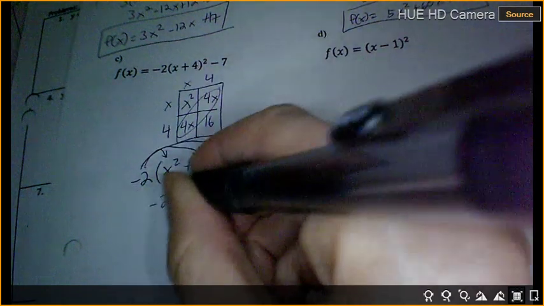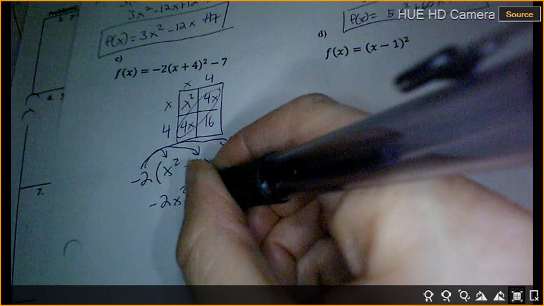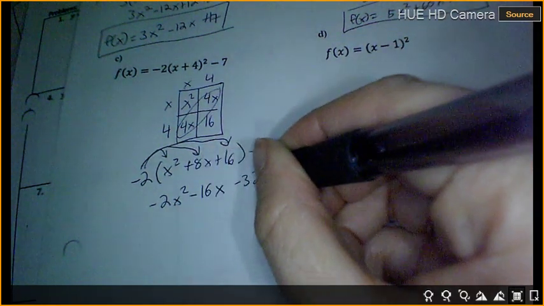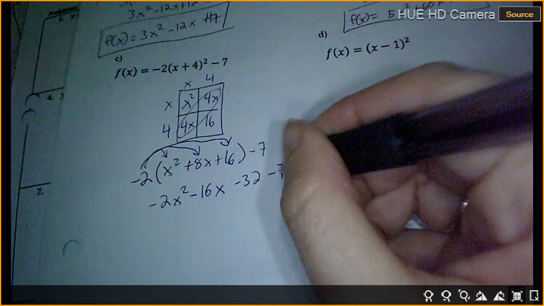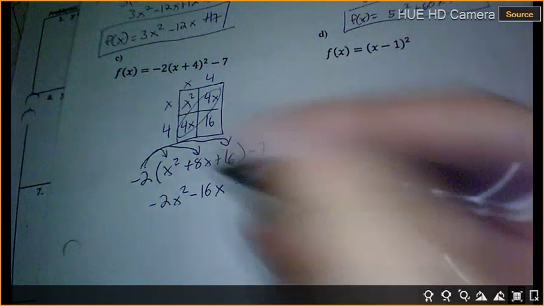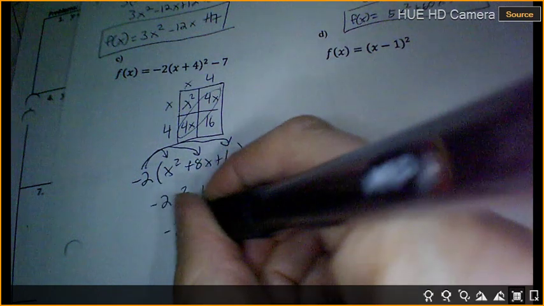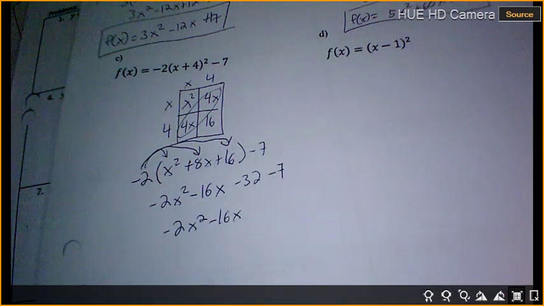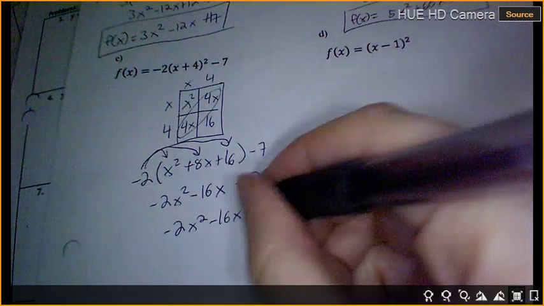Now I'm going to distribute the negative 2, and I get negative 2x squared minus 16x minus 32 minus 7. Okay? So that gives me negative 2x squared minus 16x, and then negative 32 minus 7 is negative 39. And we have f of x equals that.